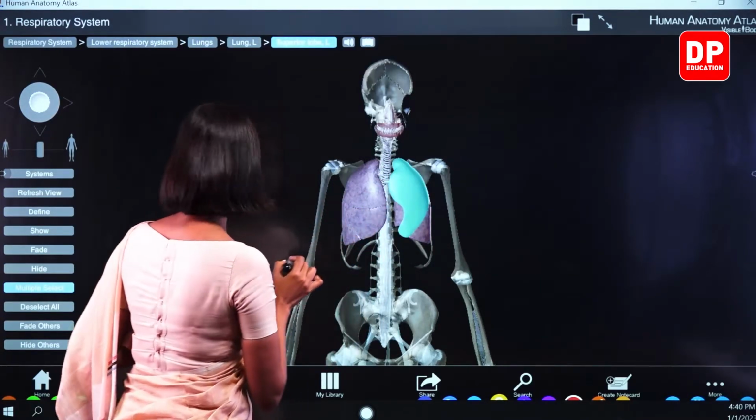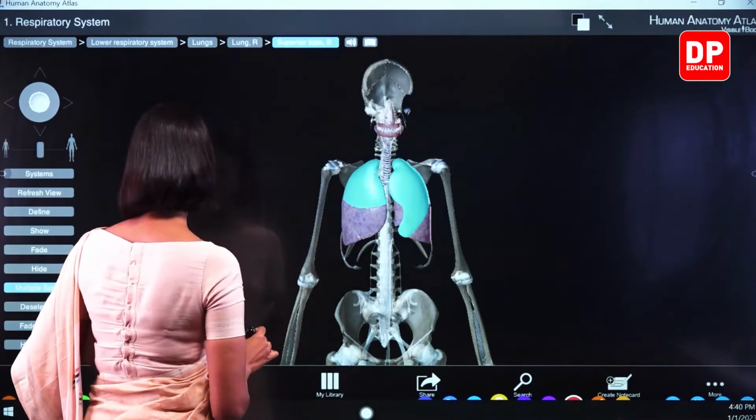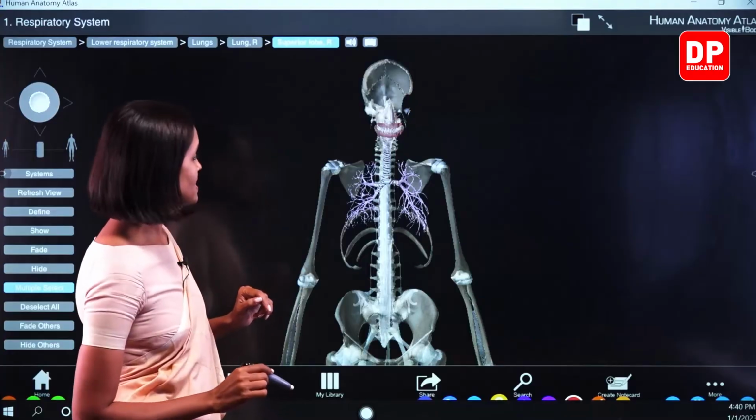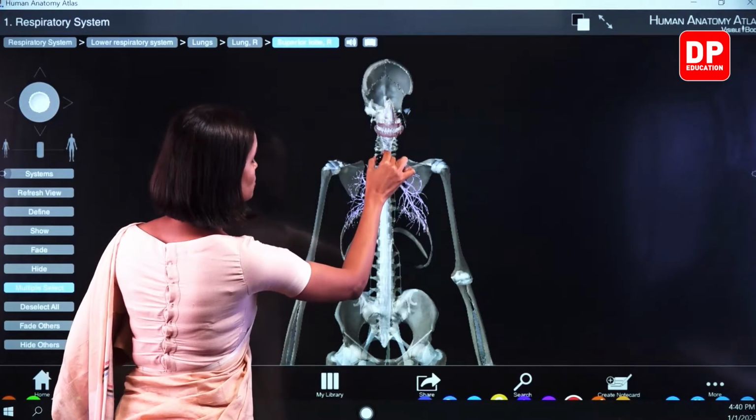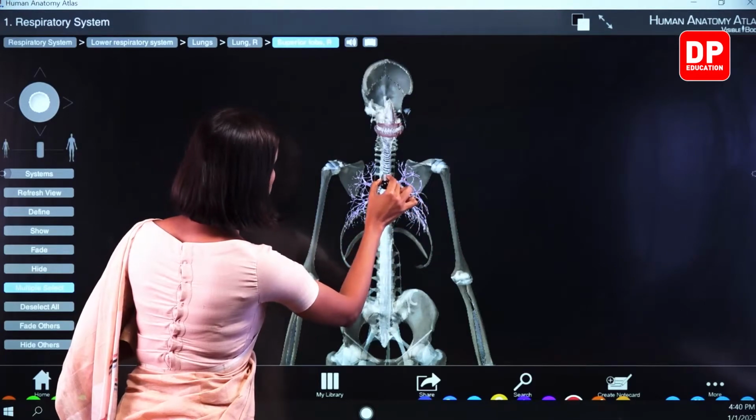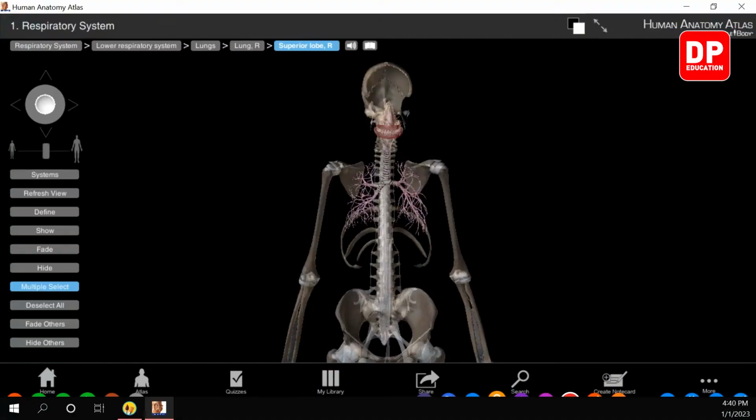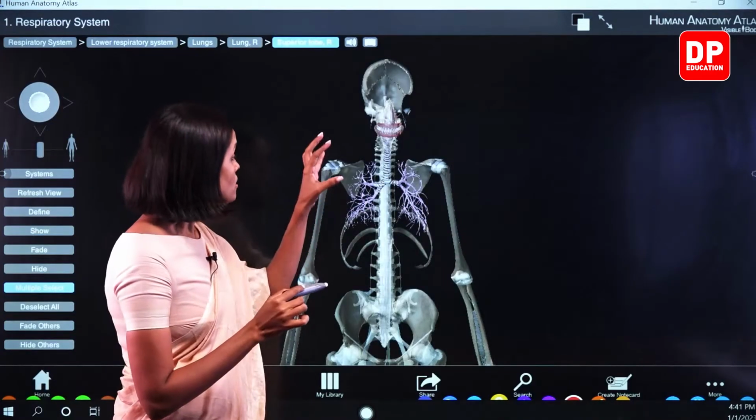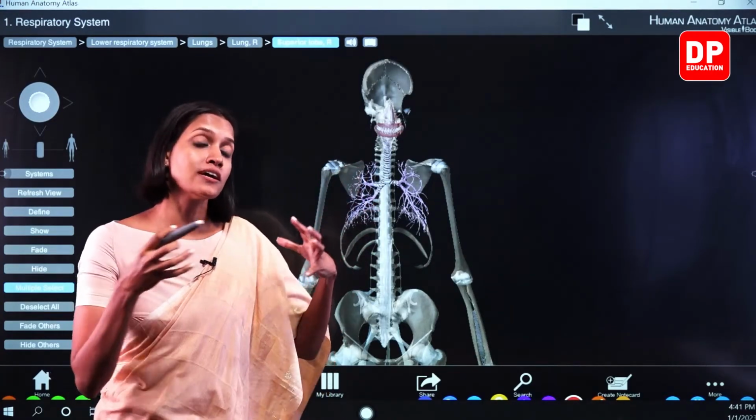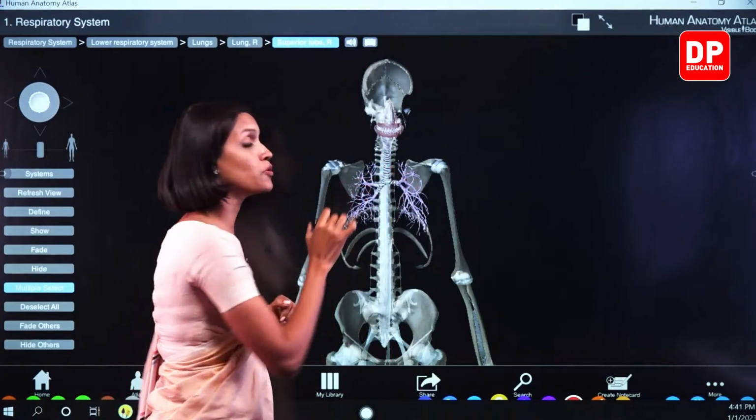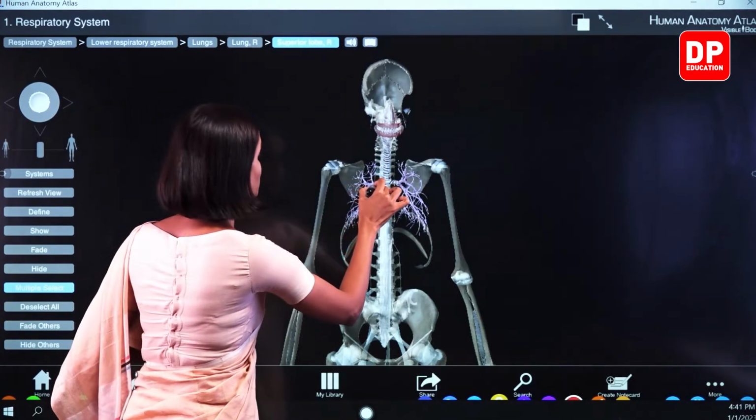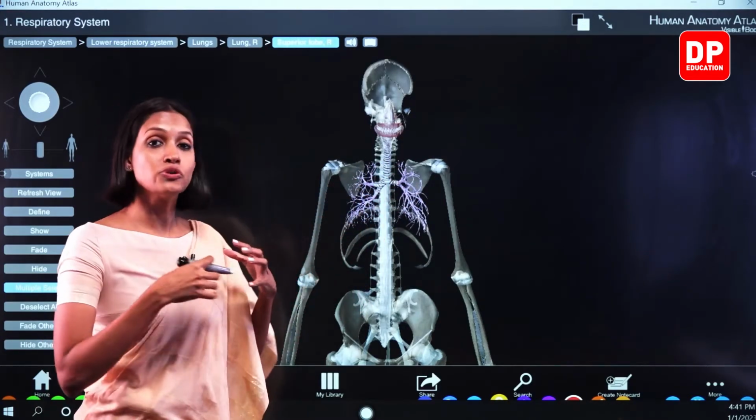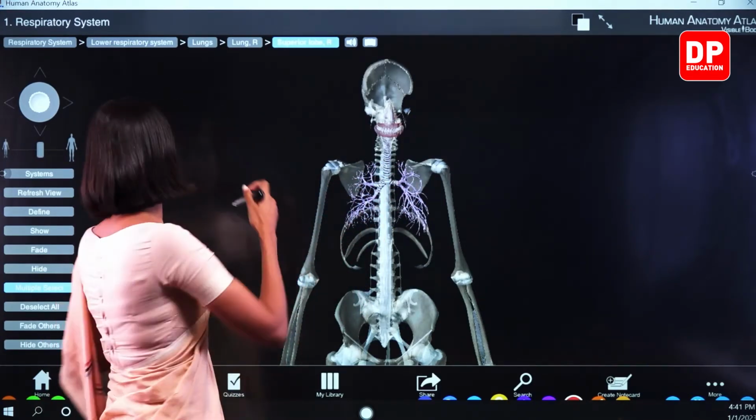I will remove these lungs and show you what happens here. Now, when I remove the lungs, you can see this tube-like structure divides into two branches. The right side branch is known as the right bronchus. The left branch is known as the left bronchus. The two together are known as bronchi, the plural form.